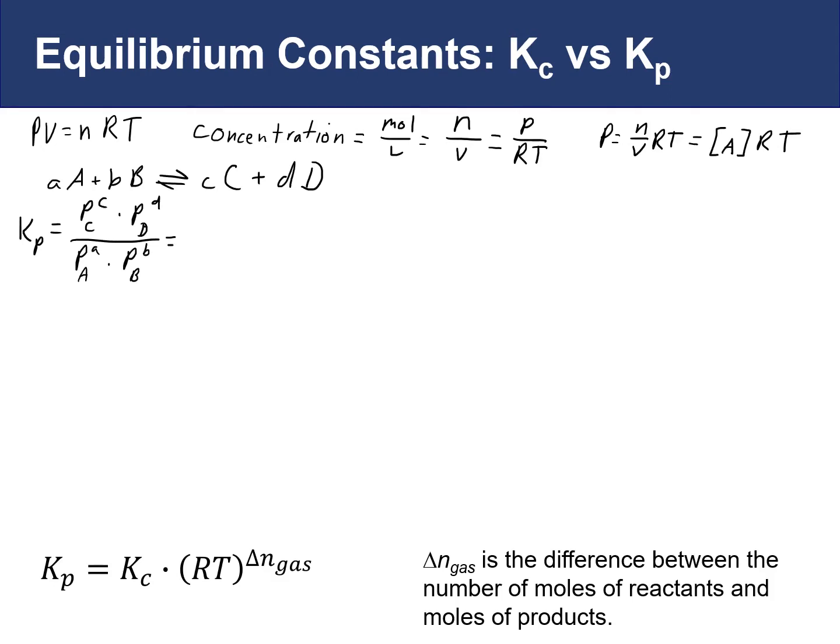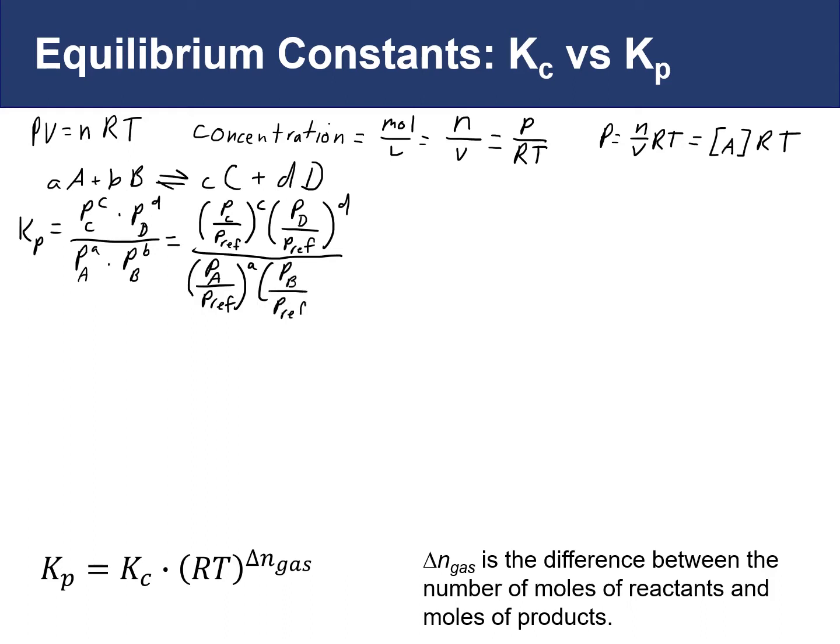Now, if we put in our hidden units of the reference pressures, this would be pressure of C over P ref, the reference pressure, that whole quantity raised to the C power, times the pressure of D over P ref raised to the D power, divided by our pressure of A over P ref raised to the A power times the pressure of B over P ref raised to the B power.